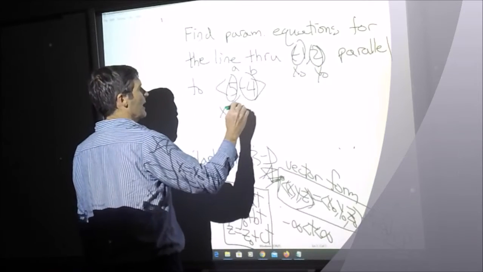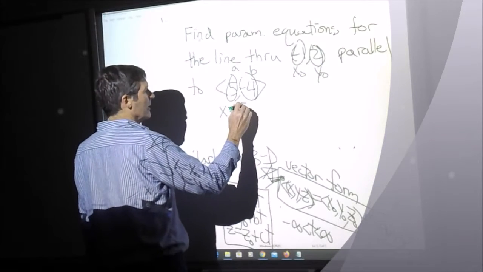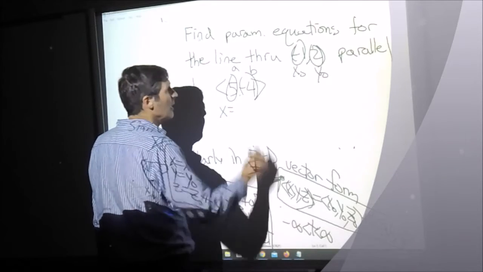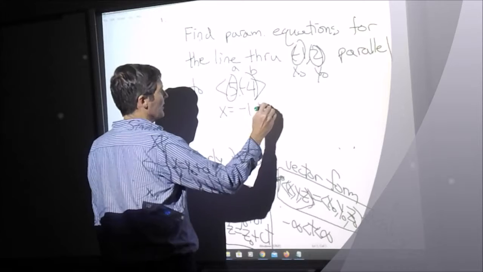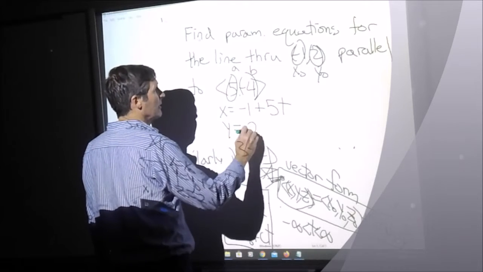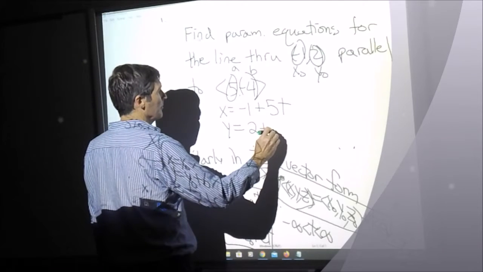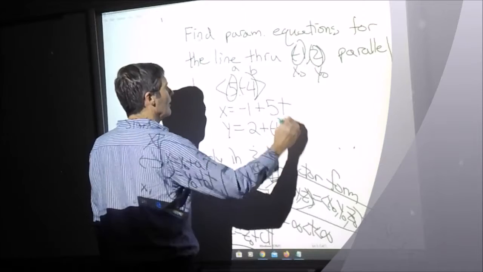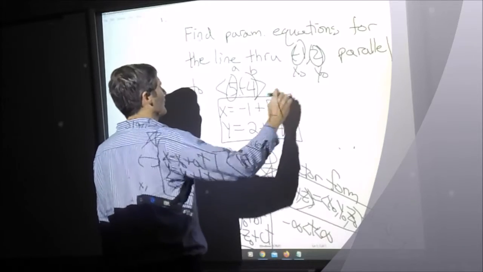Parametric equations are x equals x0 plus at, y equals y0 plus bt. There's parametric equations for that line in the plane.